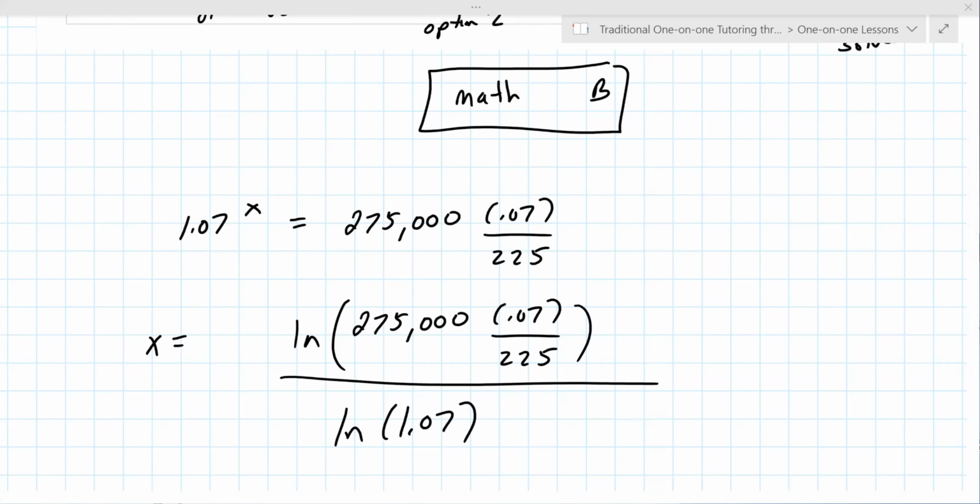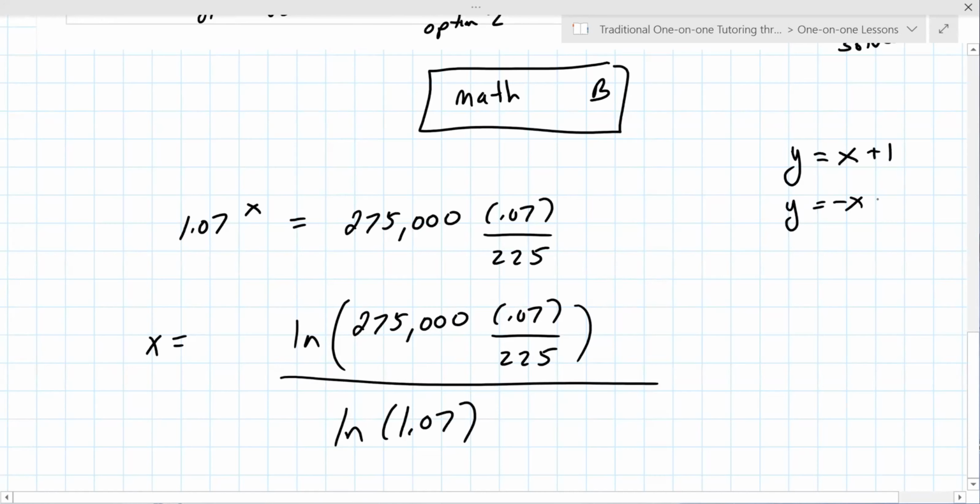But any luck playing with that math B, that did anything? I'm trying it right now. You may try it with something simpler, like y equals x plus 1, y equals minus x plus 1, and see if you can get something like that to work into something nice. The solution to that is 0, 1 for this thing.